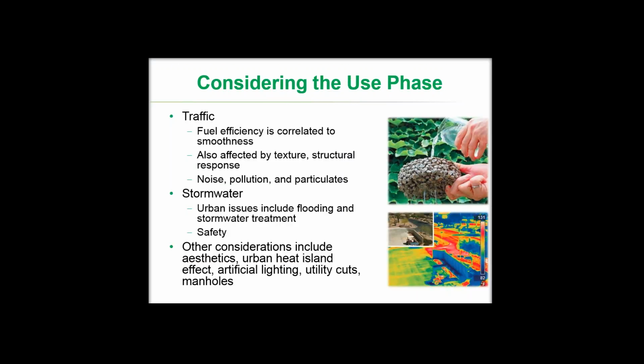We need to consider the use phase. This includes consideration of the traffic levels. The more traffic that's using the road, the pavement, the more we need to consider smoothness and fuel efficiency. We need to also consider noise and pollution associated with traffic and ways that we can deal with that with the pavement. We need to look at stormwater and consider urban issues of flooding and stormwater treatment, as well as hydroplaning and skid resistance.